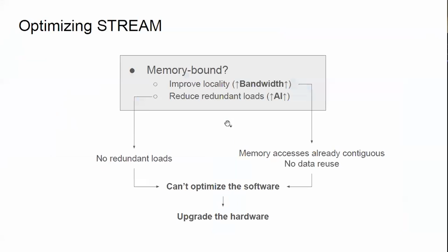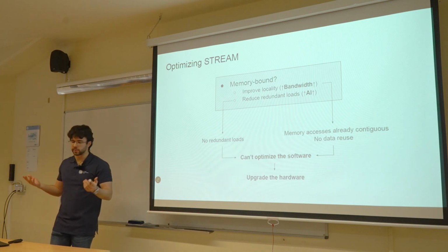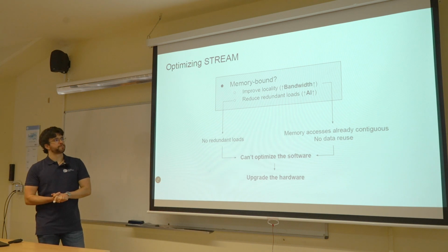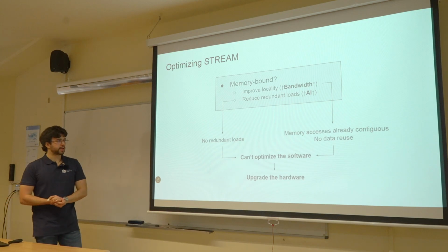And so let's think about this. How would we improve this application on this architecture? Can we improve locality to use the caches? I mean, there's no real data reuse, right? We run through the data once. We can't really use the cache in that case. And the memory accesses are already contiguous, so we're not throwing any data out. We can't really go that way. We also can't reduce any redundant loads because there aren't any. The code is quite simple, right? And so we can't really optimize the software on this architecture.